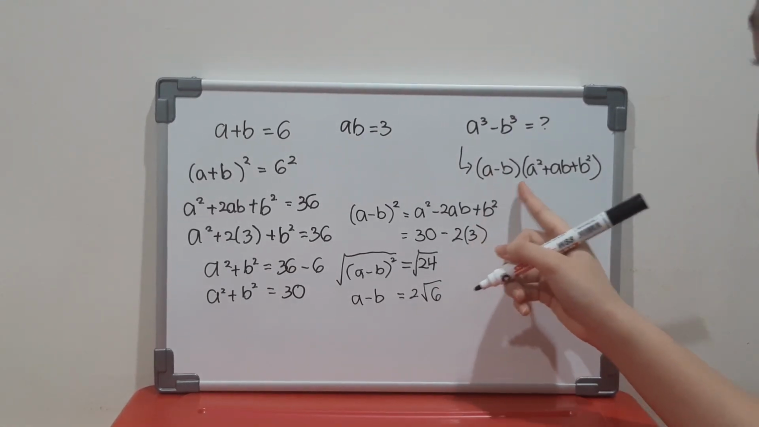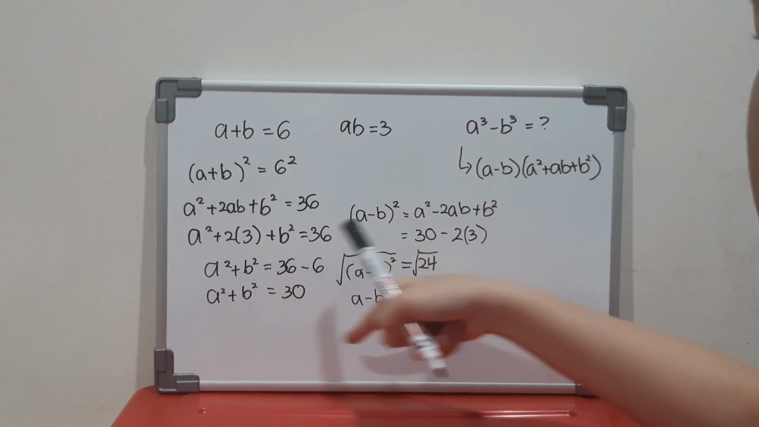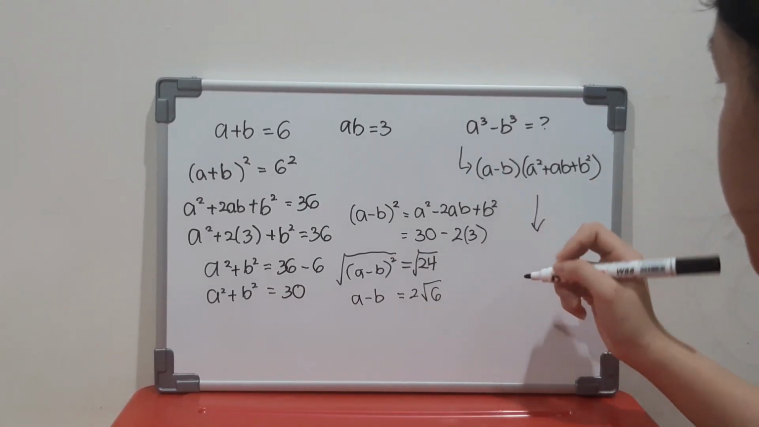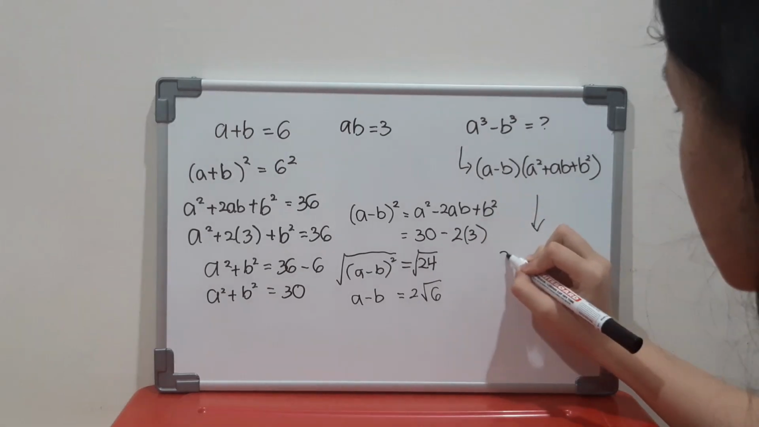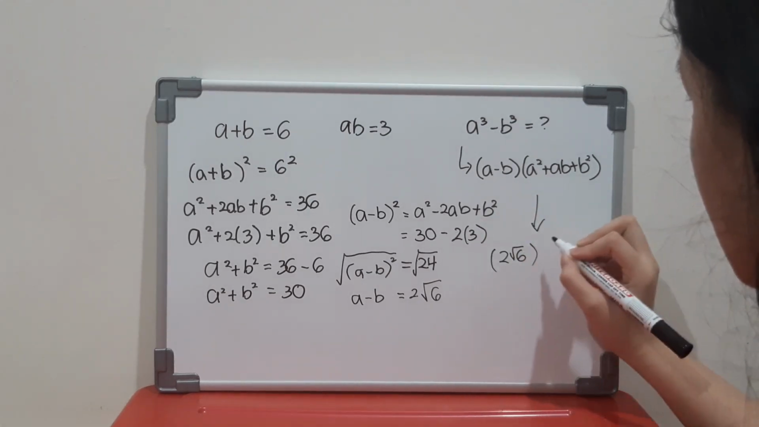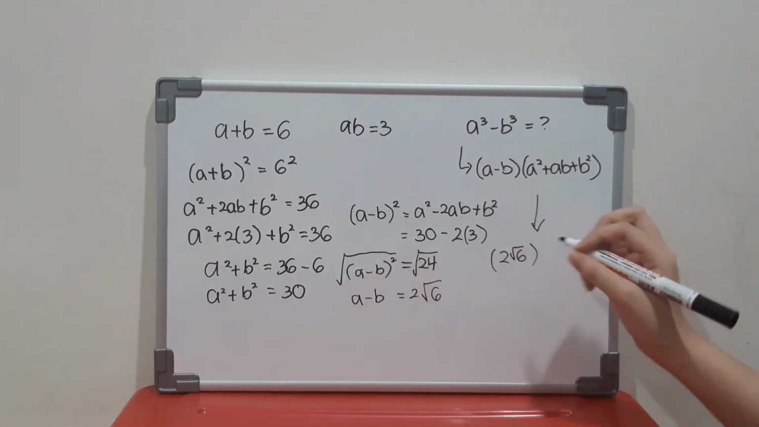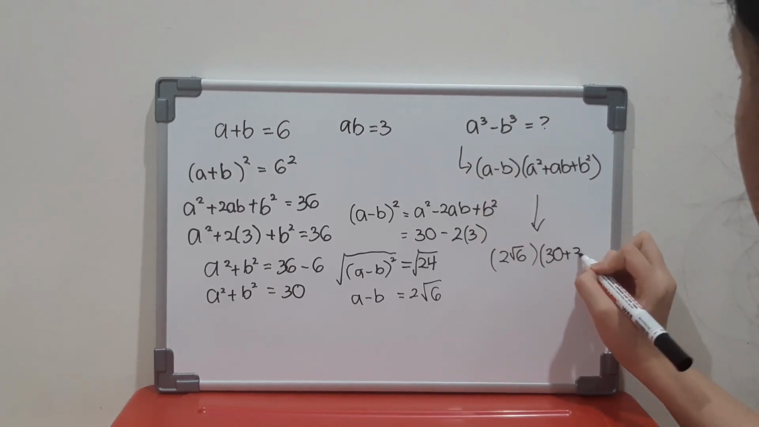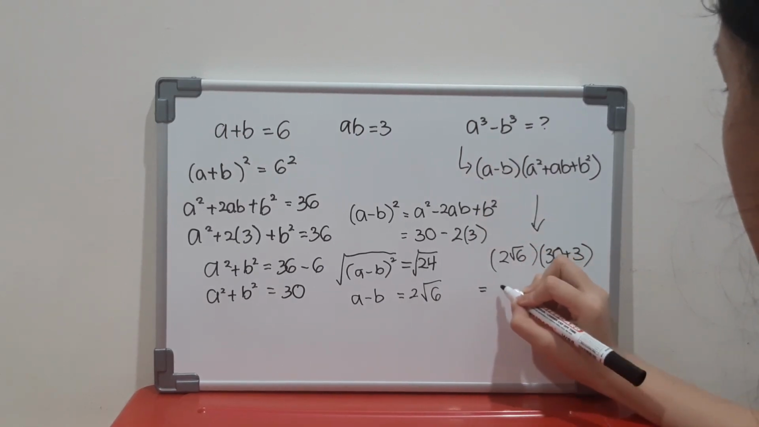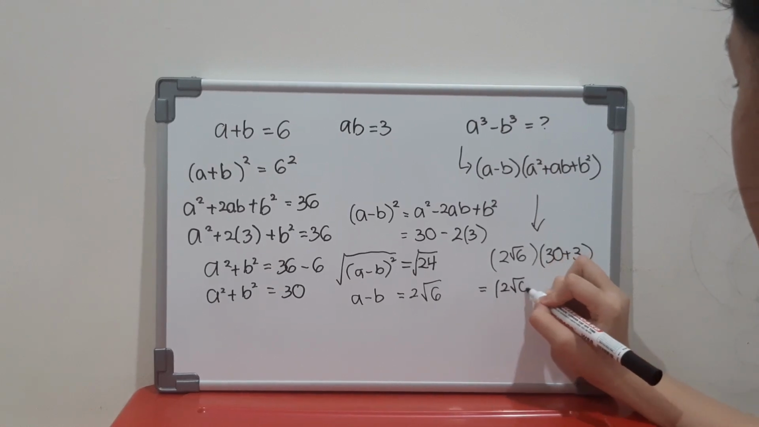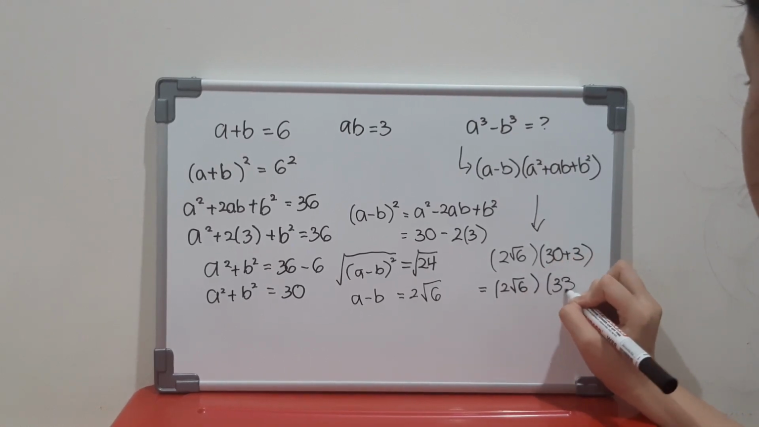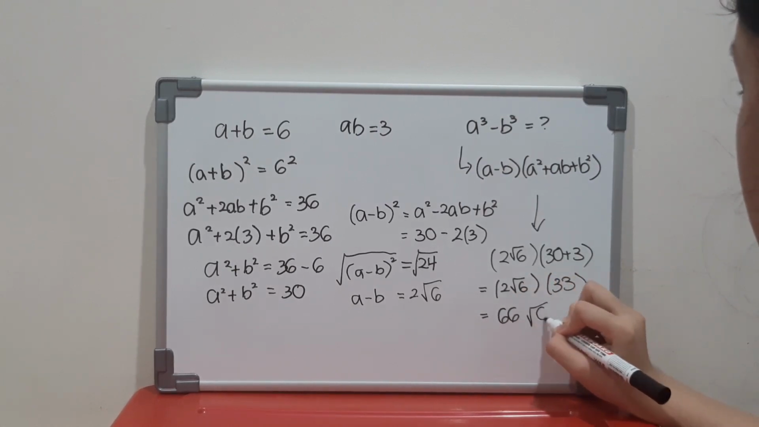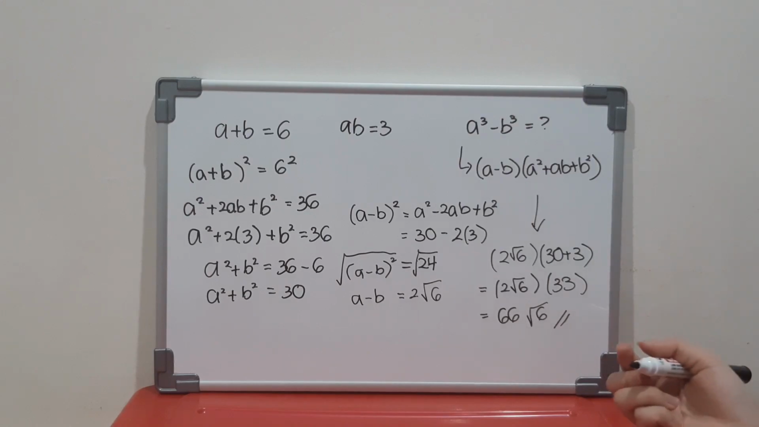So now we have this value and these values. We just need to substitute them back into our original equation. So a minus b is 2 square root 6. A squared plus b squared is 30. Plus ab is 3. We have 2 square root 6 times 30 plus 3 is 33. Multiply it, we have 66 square root 6. And that's how we solve the quiz question.